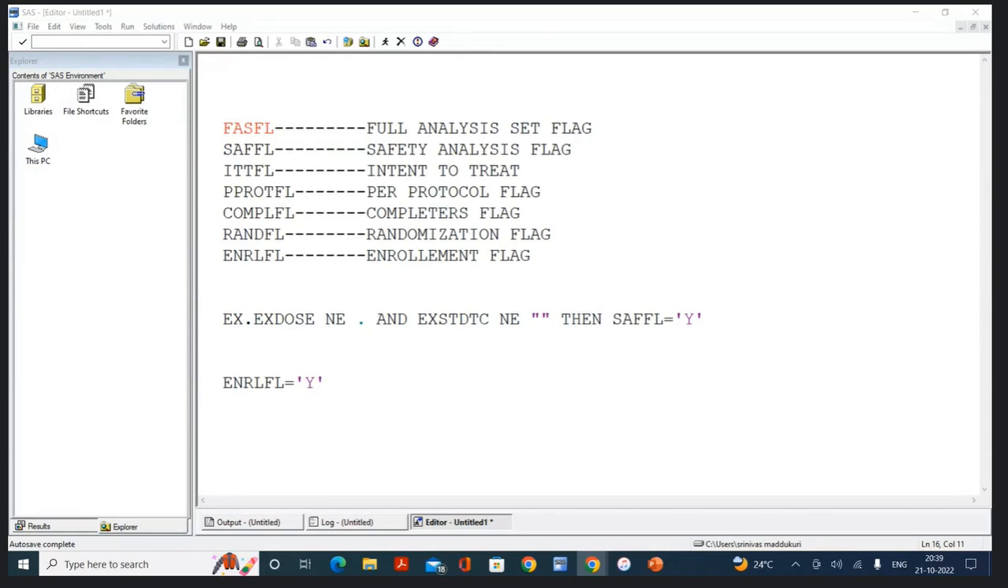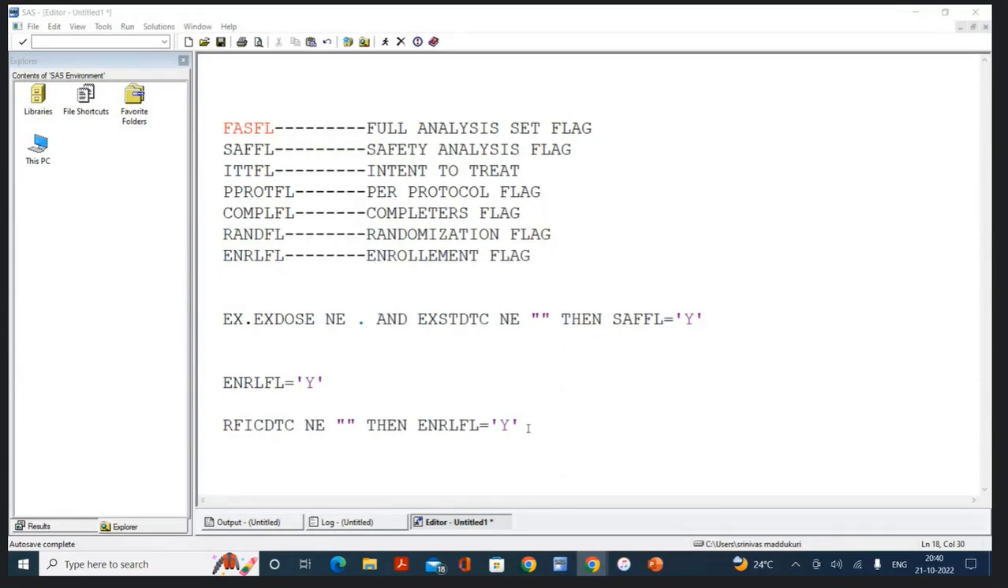How do you know whether a subject has been enrolled or not? Very good. Now we are going to take a variable called RFICDTC. What is RFICDTC? Informed consent date. Now, if RFICDTC is not equal to missing value, then I would say ENRLFL is equal to Y. Understand this one?